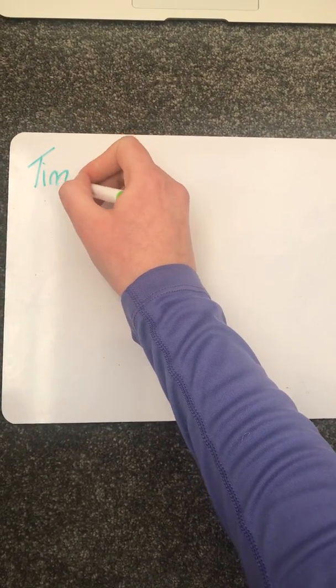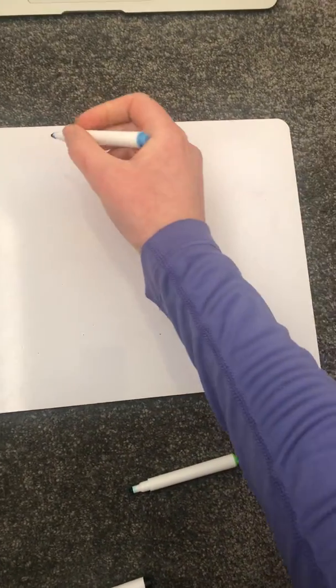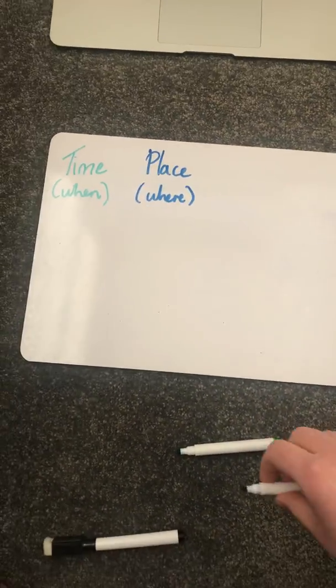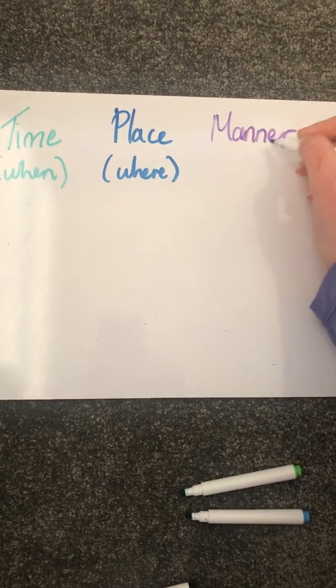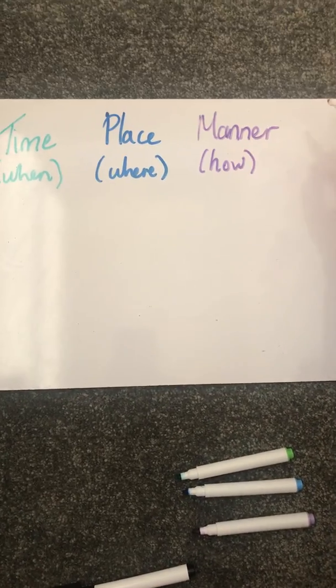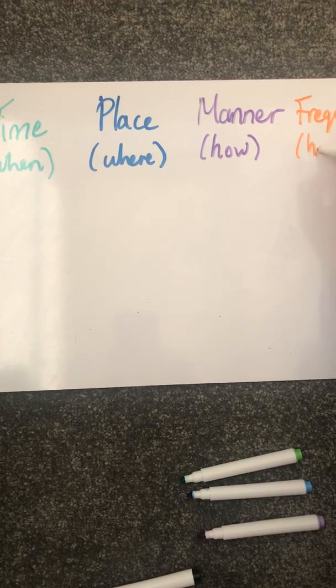So there are a few different types of adverbs, and we can categorise them into adverbs of time, so when something is happening, adverbs of place, so the location or where something is happening, adverbs of manner, which is how something is happening, and frequency, which is how often or how frequent something is happening.